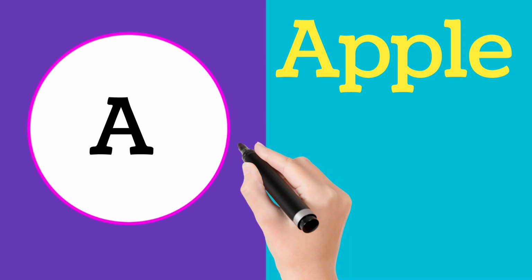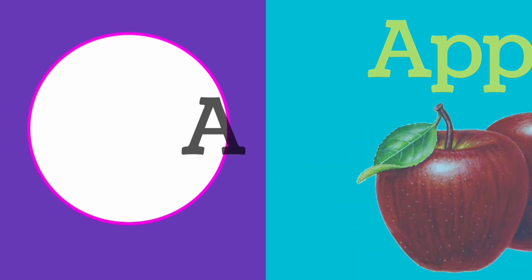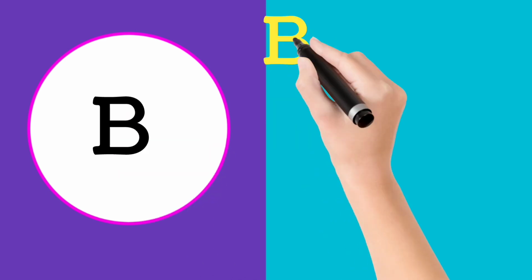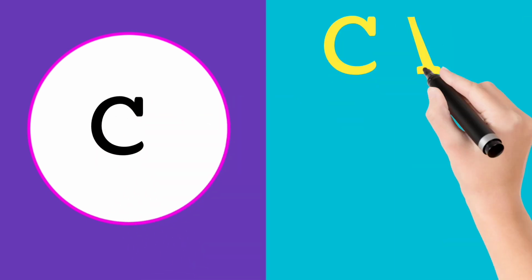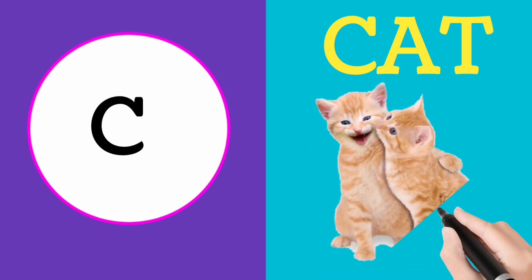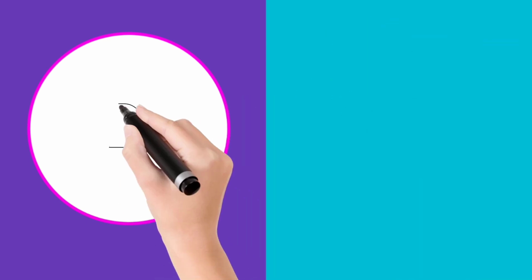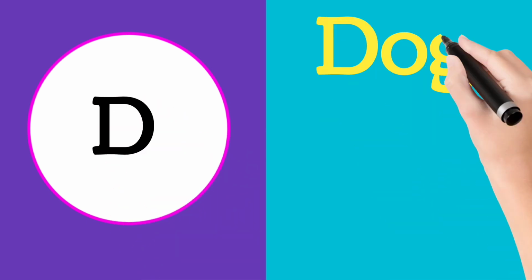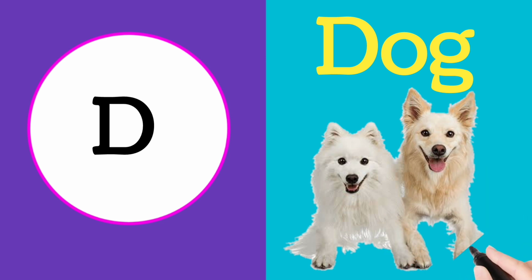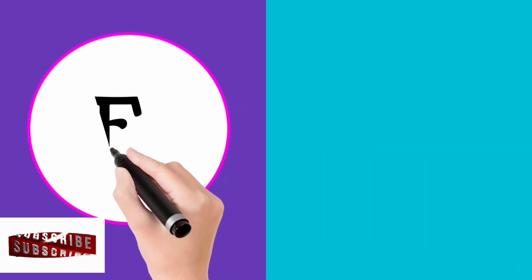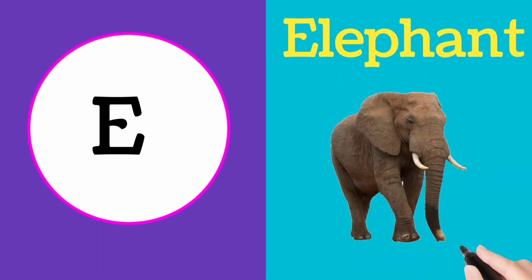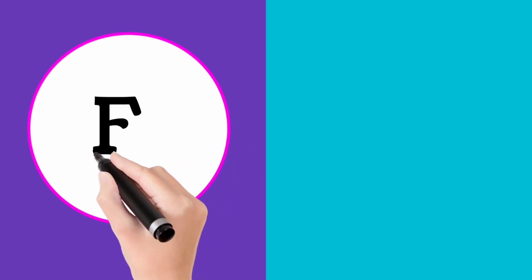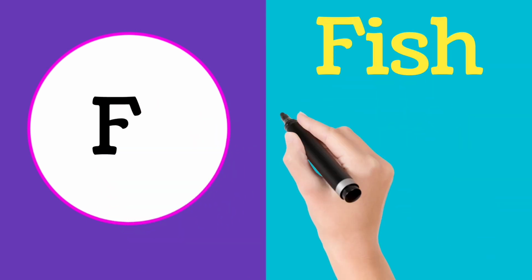ए फॉर एप्पल। बी फॉर बनाना। C for cat. D for dog. E for elephant. F for fish.